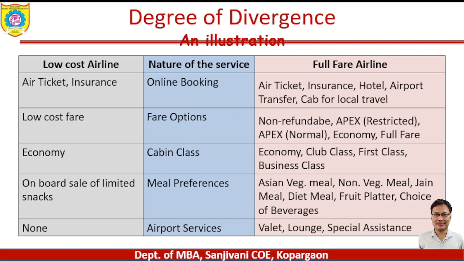In case of cabin class selection, in low-cost airlines, you get only one class, that is economy, whereas in full-fare airlines, there are more divergent selections available to the customer to choose from. Not only economy, but club class, first class, business class, etc.